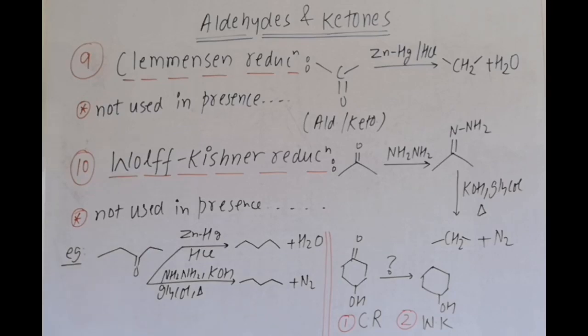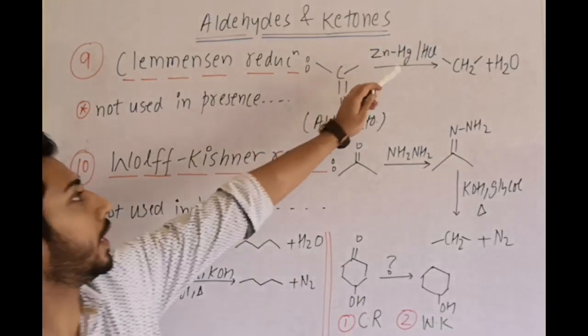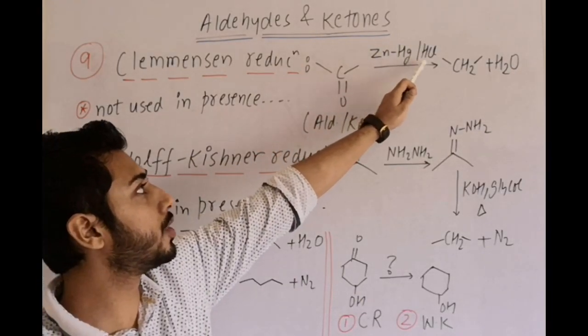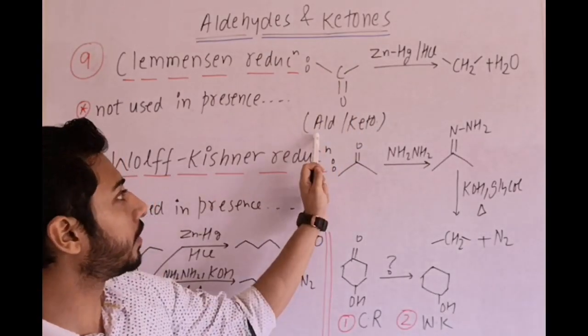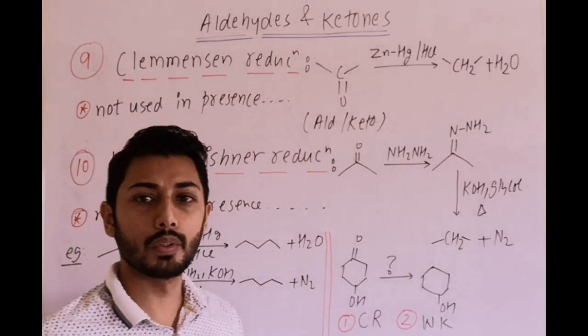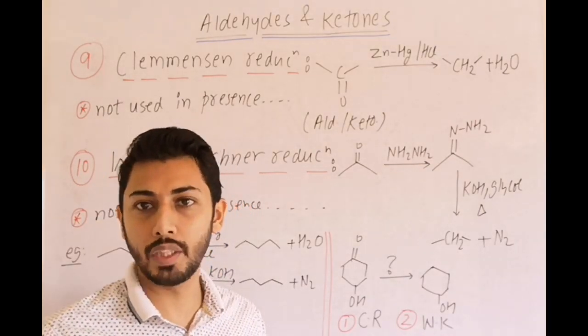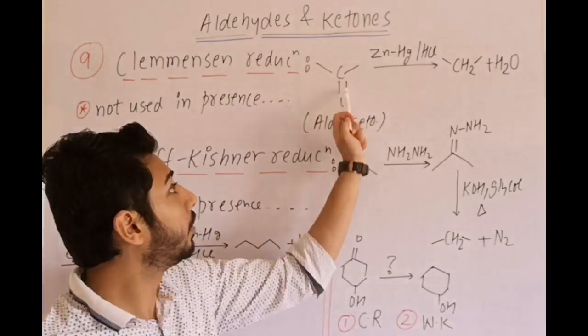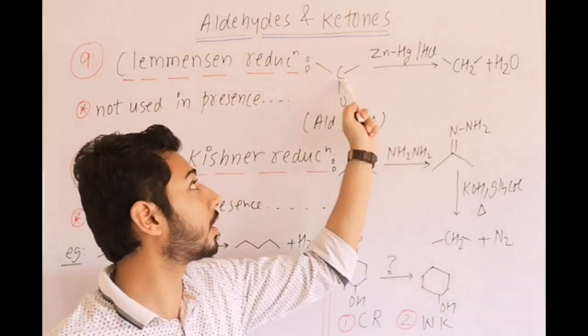Next reaction is important, which is Clemmensen reduction. In Clemmensen reduction, the reagent we take is zinc amalgam, Zn-Hg, with concentrated HCl. This C double bond O is either from aldehyde or from ketone. This reaction can also be used in the alkanes topic, preparation of alkane. This C double bond O finally becomes CH2. That means reduction takes place.